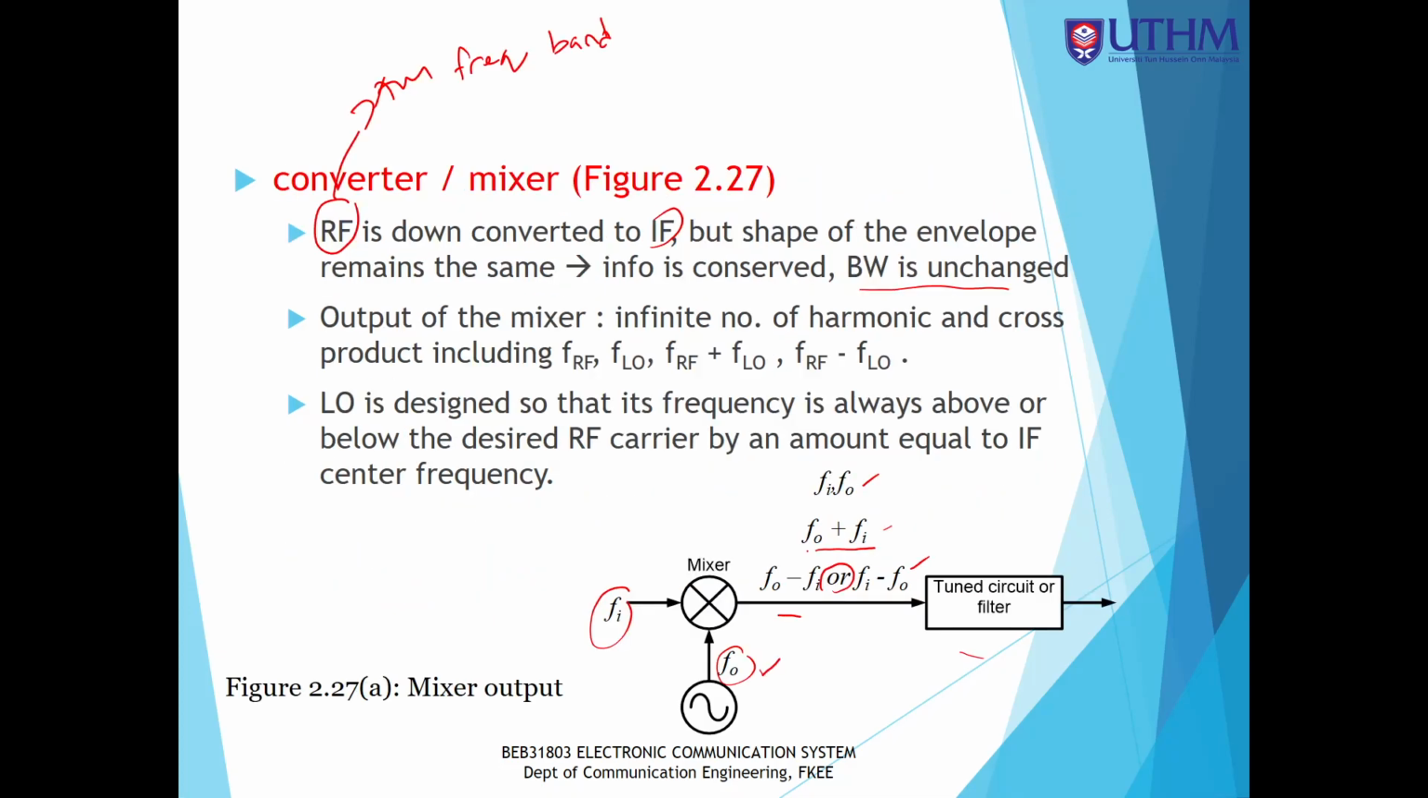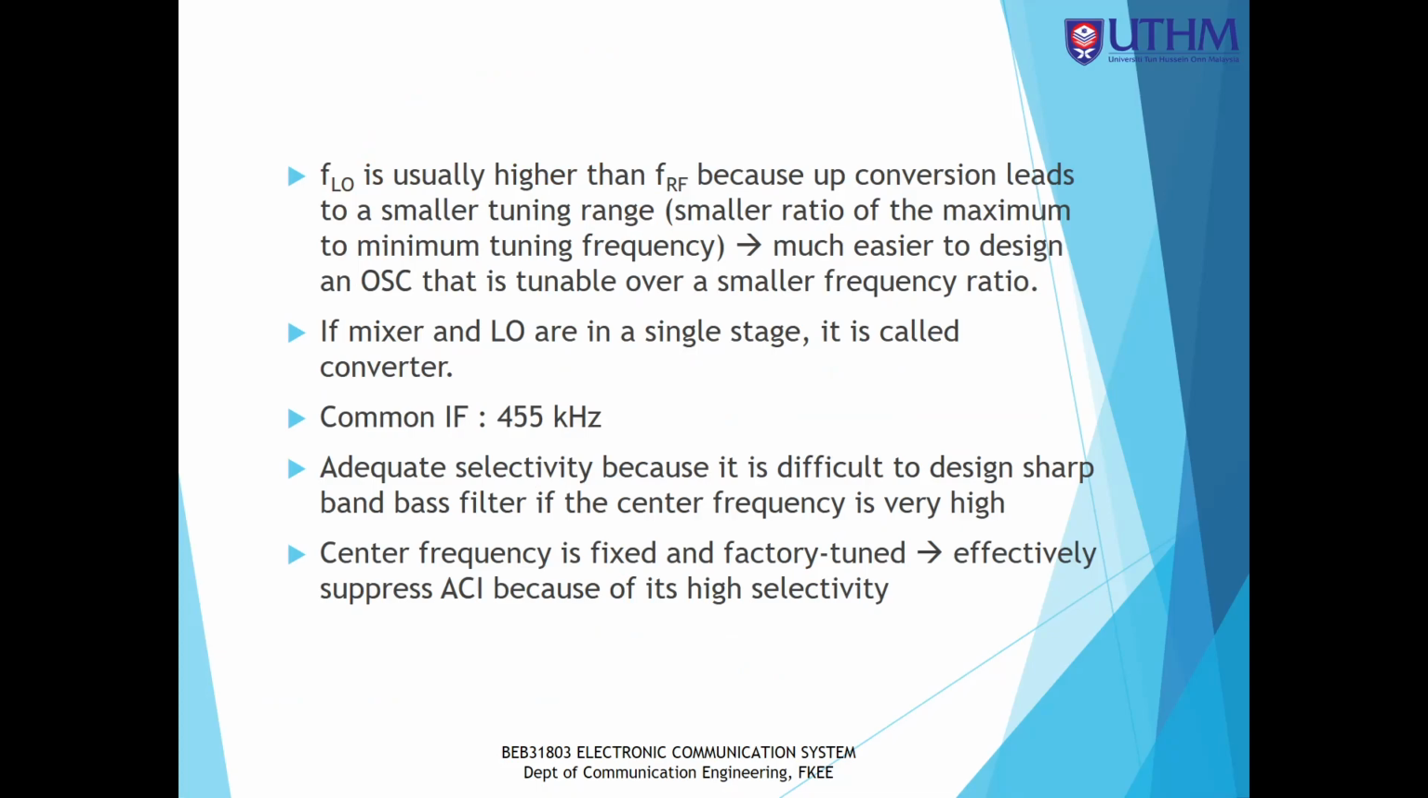Before that, when we convert into intermediate frequency, the local oscillator frequency is usually higher than the RF. RF here is the AM frequency band. This is because up conversion leads to a smaller tuning range, a smaller ratio of maximum to minimum tuning frequency. It is much easier to design an oscillator that is tunable over a smaller frequency ratio. If the mixer and LO stage is called a converter, then this is no problem.